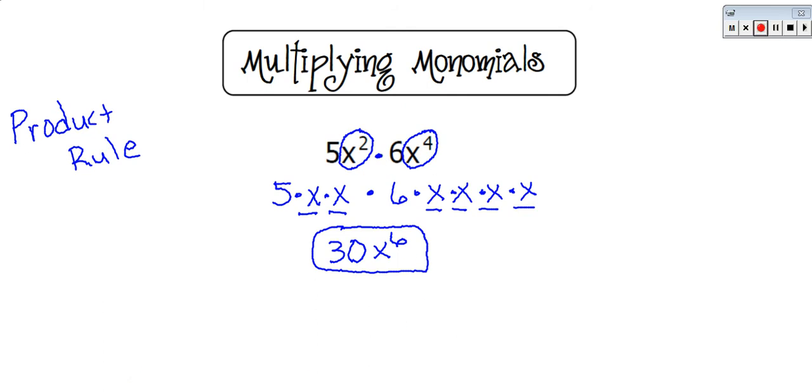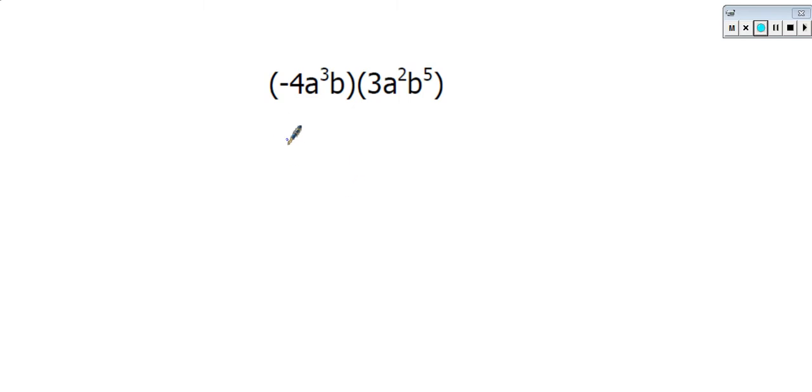Let's look at another one. In this problem, we have negative 4a to the third b times 3a squared b to the fifth. Again, negative 4 and 3 here are different bases, so we just multiply them to get negative 12. Now look at your a. We have a to the third here and a to the second. 3 plus 2 is 5. And with our b's, don't forget this guy has an exponent of 1. And b to the first times b to the fifth, 1 plus 5 gives us a 6. One notation to tell you about is when we write our answer, alphabetical order would be nice, and you always have your coefficient first.